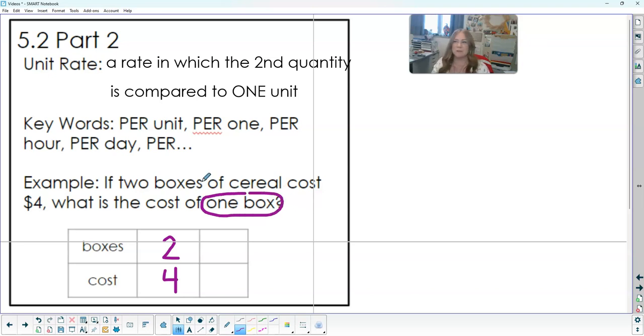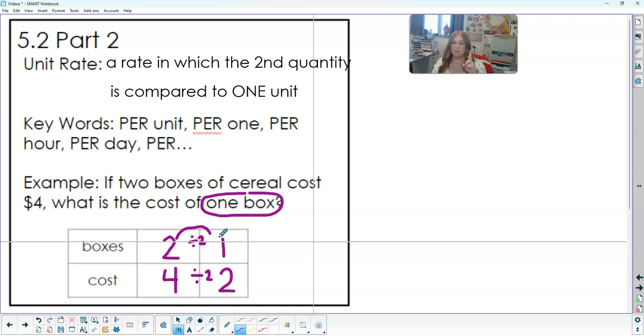Now we want to know the cost of 1 box. Go ahead and circle those keywords right there. 1 box. So that's what I'm trying to get to. I want to know how much 1 box costs. Now I have my table set up. I can ask myself and make that equivalent ratio. How did I get from 2 to 1? I divided by 2, and what I do to one, we have to do to the other. So 4 divided by 2 is 2. So the cost of 1 box is $2.